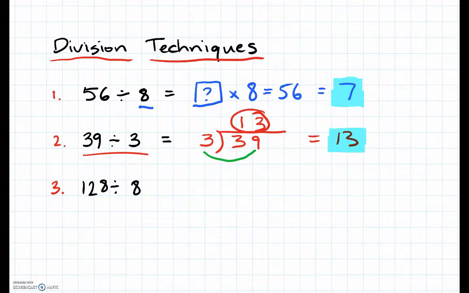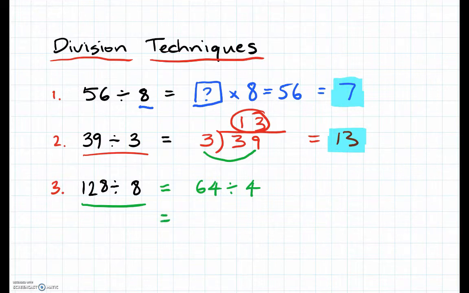The last technique is called halving. If you can halve well, then you can actually find divisions that are quite long and quite hard. So with this one, 128 divided by 8, if I halve the 128, I get 64. And if I halve the 8, I get 4. That's going to give me the exact same answer to 128 divided by 8. And I can keep repeating that technique until it's small enough for me to just work out.